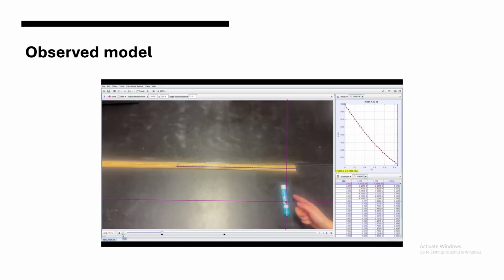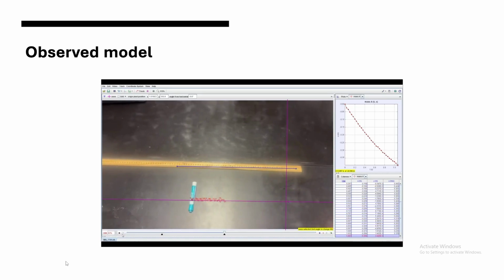Here is the video uploaded into Tracker. Using this software, as you can see, we can define the location of the marker at each frame in the video, and then we placed a meter stick next to the marker so that we know the relative distances. Using this software, we get a chart of data points and a graph right here.